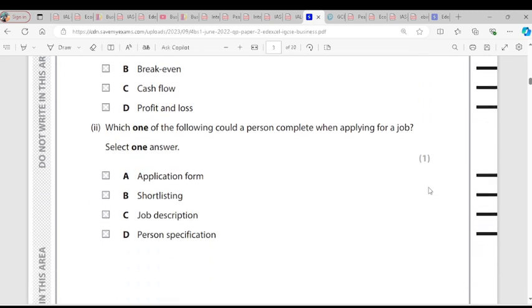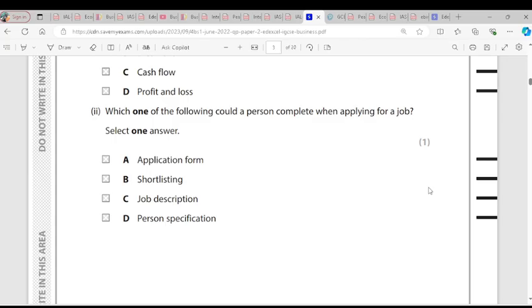Question Roman figure 2. Which one of the following could a person complete when applying for a job? When you are applying for a job, not shortlisting, that is done by the company. Job description is given by the company. Person specification is given by the company. So the only thing you have to fill is the application form for applying for a job. So it is A.